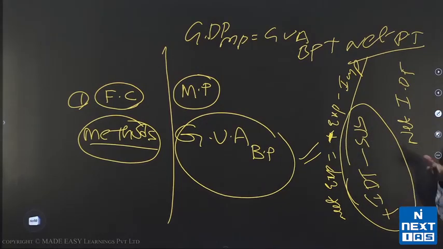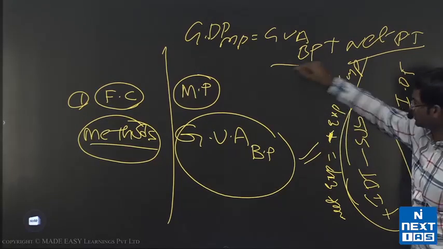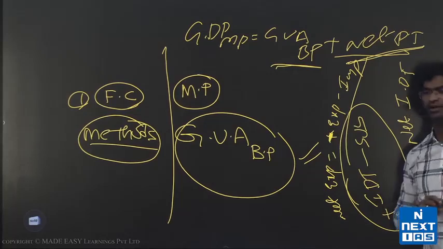Bolo. So net exports का मतलब क्या है? Exports minus imports. Net income: income minus expenditure. Net taxes: taxes minus subsidies. I think all got the clarity. Net factor income from abroad: factor income from abroad minus, see, inflow of money minus outflow of money. Understanding, all of you? So remember GVA at basic price, we'll discuss, plus net indirect taxes.